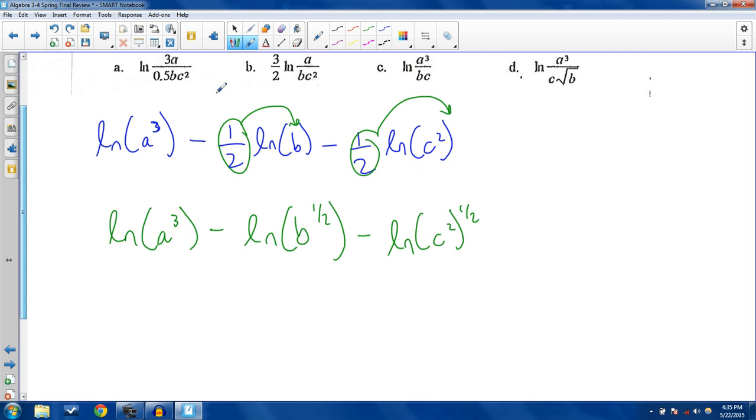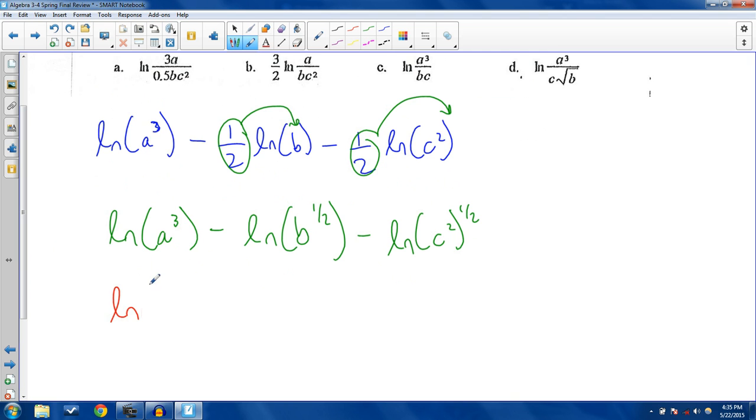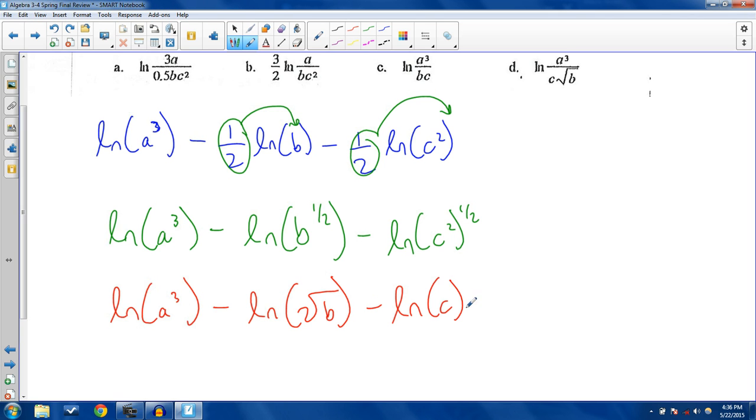Okay, I'll do the whole next step in one. I'll do one at a time. First one, natural log of a cubed, minus natural log of b to the 1/2 power is the square root of b. C squared to the 1/2 power, 2 times 1/2 is 1, so this is just natural log of c.